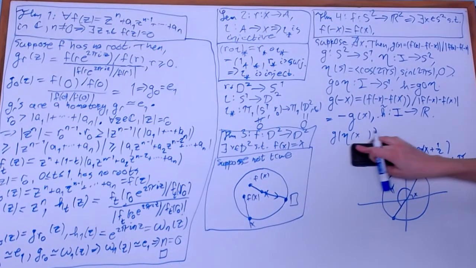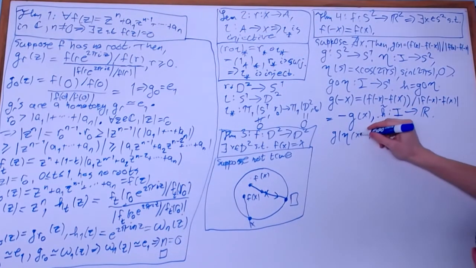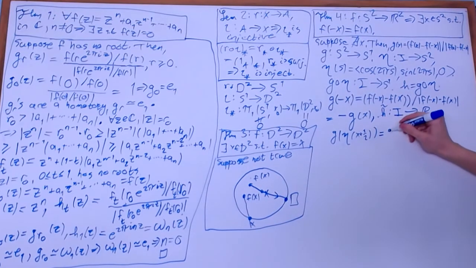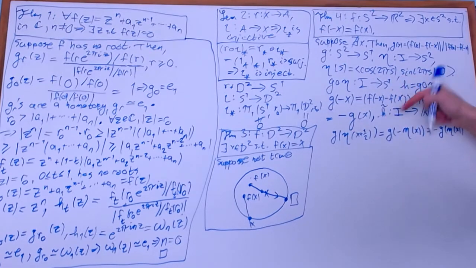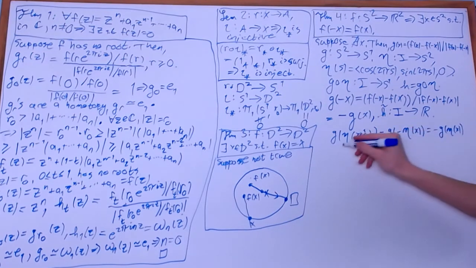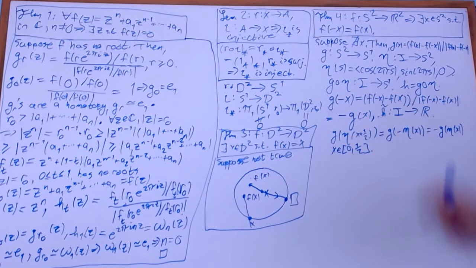And so what all that gives you is that g of eta of x plus 1/2 has to be equal to g of negative eta of x, which is equal to negative g of eta of x. And so if you input x plus 1/2, you get the negative of what you get when you input x. And note that because eta is a loop, it can only go from 0 to 1. And so this only applies for x between 0 and 1/2. Because otherwise, if you had, say, 3/4 plus 1/2, that's bigger than 1, not in the domain of eta.